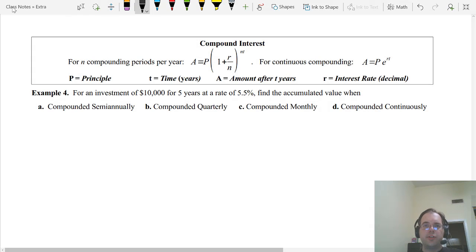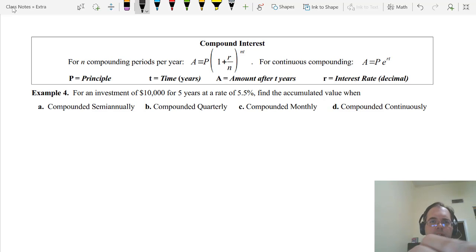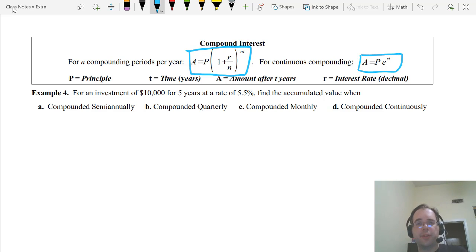Okay, now another question you'll encounter in the homework is compound interest. Let me show you all how we do these compound interest type questions. There's two formulas for compound interest. One of them is this one, and the other one is this one. The first one is for what they say here is in compounding periods.